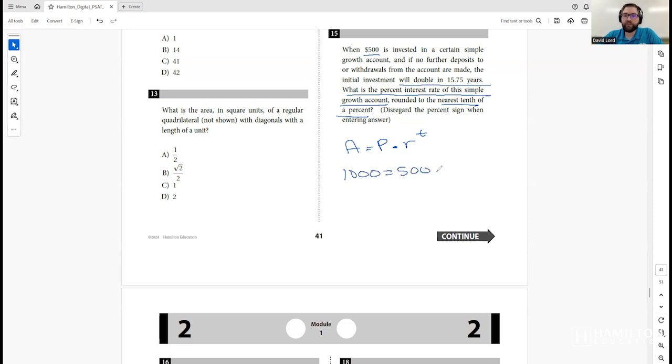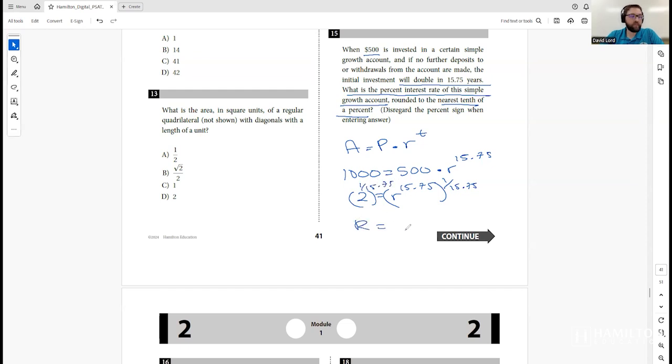And it took 15.75 years. So the rate is to the power of 15.75. So your first step is to divide both sides by 500, and you get your doubling is equal to the rate to the 15.75. And this is where it gets a little weird, but whenever you want to undo an exponent, you raise it by the reciprocal power. So 1 over 15.75 on both sides.